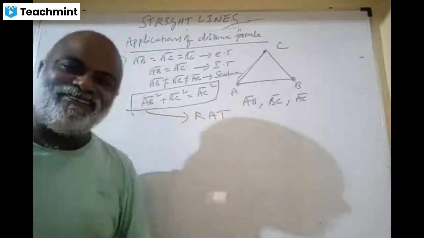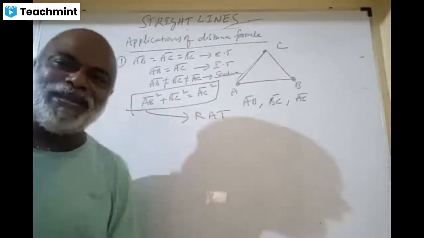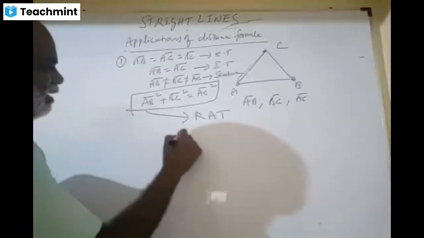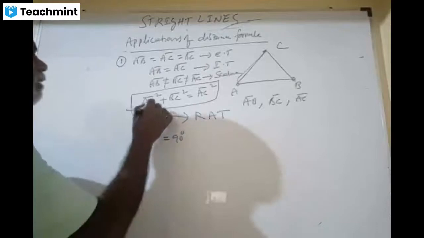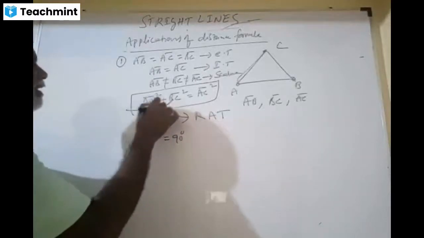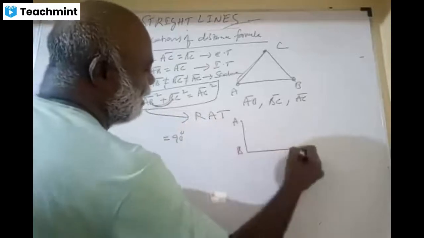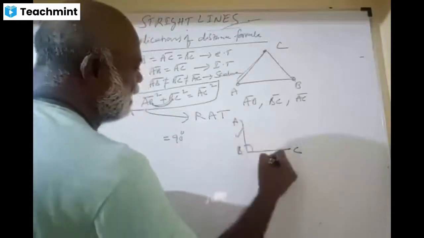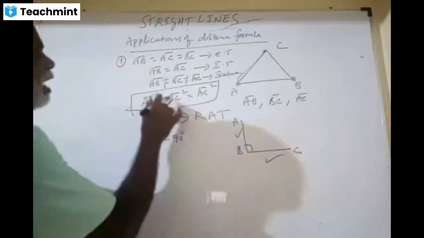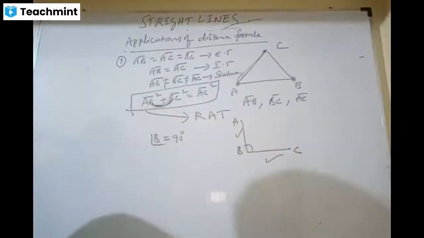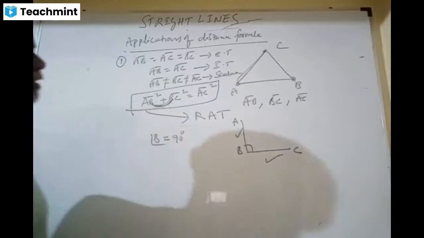And not only that, where is that right angle, ma'am, please? Anybody? Where is the 90 degree, ma'am? Angle B. Brilliant, ma'am. See this. AB and BC square. B is common, therefore angle B is 90. This is a right angle triangle, ma'am.